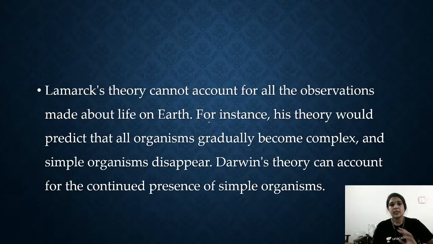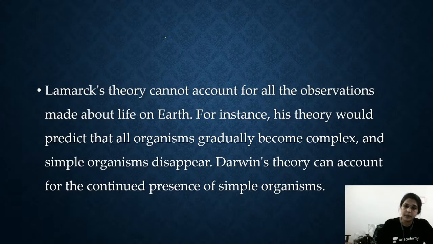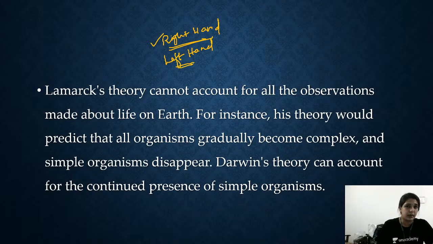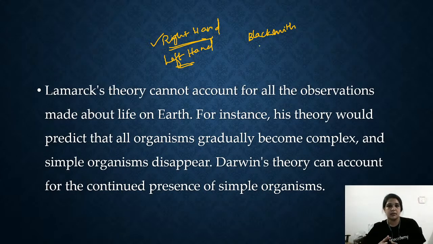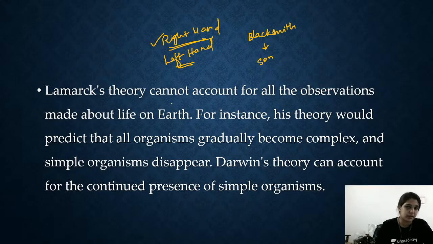Yes, Lamarck's theory cannot account for all observations. I'll give you one example from our life. Some human beings use the right hand the most, and some use the left hand the most. If this theory were right, their offspring should have a bigger right hand and a smaller left hand. But do we see that? No. One more example, which you know very well, is blacksmiths, the people who work on iron and make iron articles. They beat molten iron to bring it into shape. So their son or daughter should have a very strong hand. But is that the case? No. Clear? So that is the criticism of Lamarckianism.